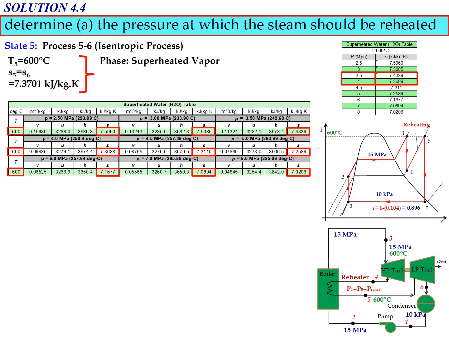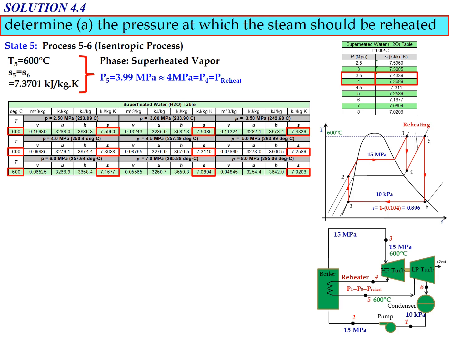Okay, so from the table you need to make interpolation. From the interpolation, the value that you obtain for the pressure of P5 will be equal to 3.99 megapascal, more or less equal to 4 megapascal. And this value is also equal to P4 and also equal to P reheat. So we already answered question A, the pressure at which the steam should be reheated, the pressure during the reheating process.